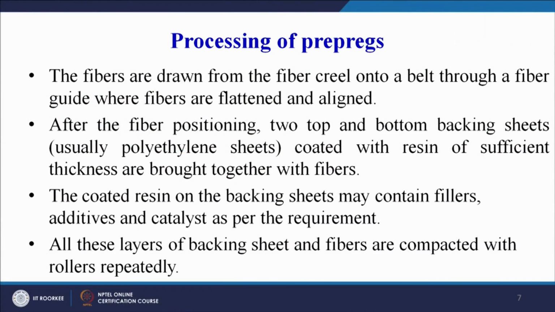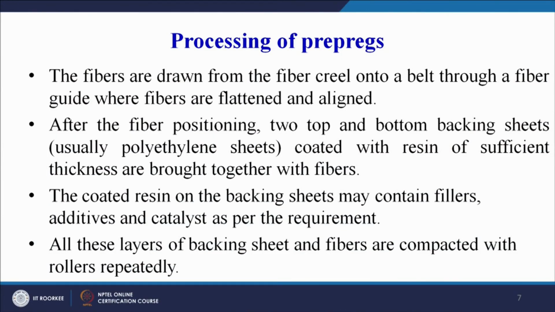The fibers are drawn from the fiber creel onto a belt through a fiber guide where fibers are flattened and aligned. So the fibers are coming from the creel, and then there is a fiber guide where fibers are flattened and aligned, because we want fibers in one particular direction only. After the fiber positioning, two top and bottom backing sheets, usually polyethylene sheets. If you remember in the animation, there were two sheets which were being removed from the prepreg. One was green color and one was blue color. So those sheets are put.